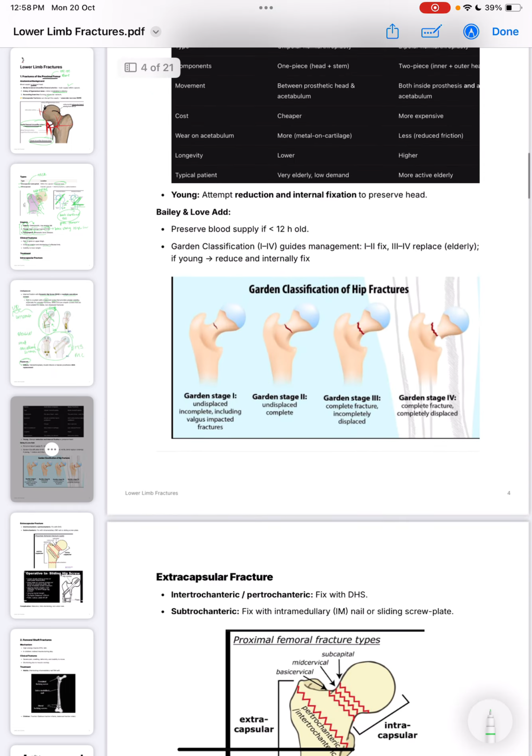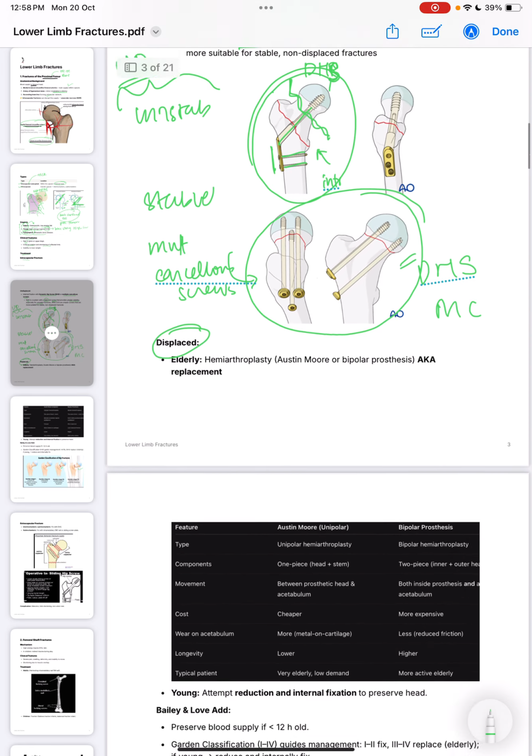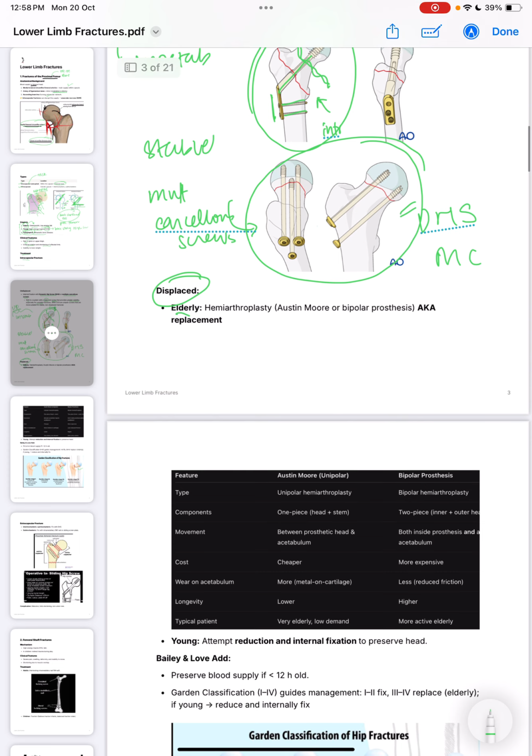Like for example, let me show you, this is displacement, right, and this is sort of displaced, ठीक है, it's incompletely displaced, this is fully displaced. So अगर displacement है तो it depends on if the patient is old or young, क्योंकि अगर young है तो the patient's bone can heal itself, so all we need to do is reduce it, which means again alignment and internal fixation to preserve the head. So हम उसको अलाइन कर देंगे और इंटरनली फिक्सेट कर लेंगे.